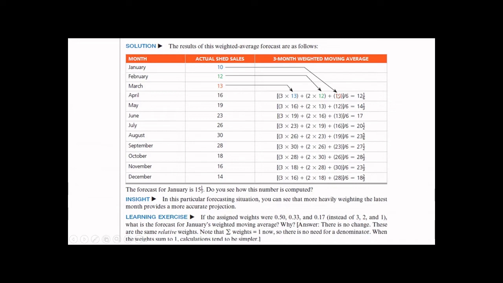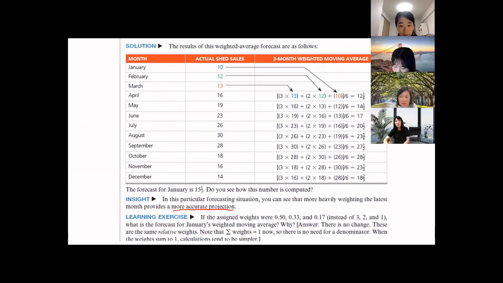Rather than that, if you use a moving average, let me just quickly do the mathematics for you. 10 plus 12 plus 13 equals 35, divided by 3, is 11.67. So if you use a pure moving average, it is 11.67, or 11 and 2/3. So there's a difference. You can see that more heavily weighting the latest month provides a more accurate projection. So that's the whole idea of weightage.